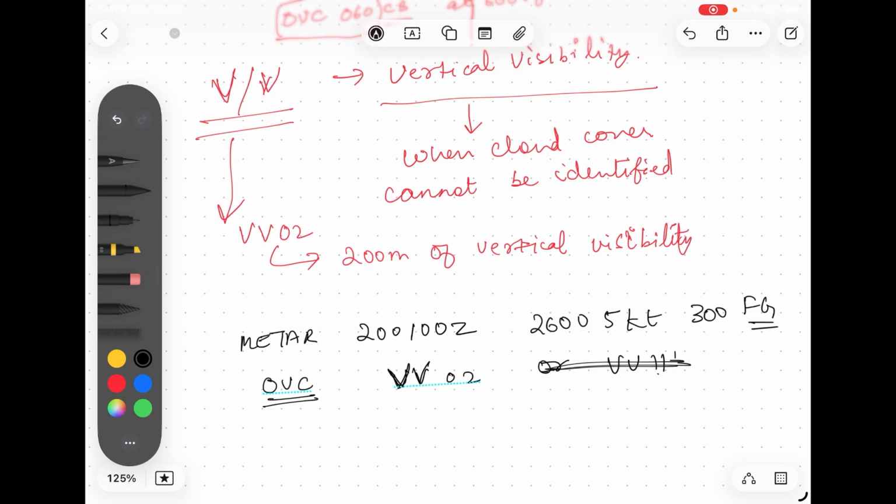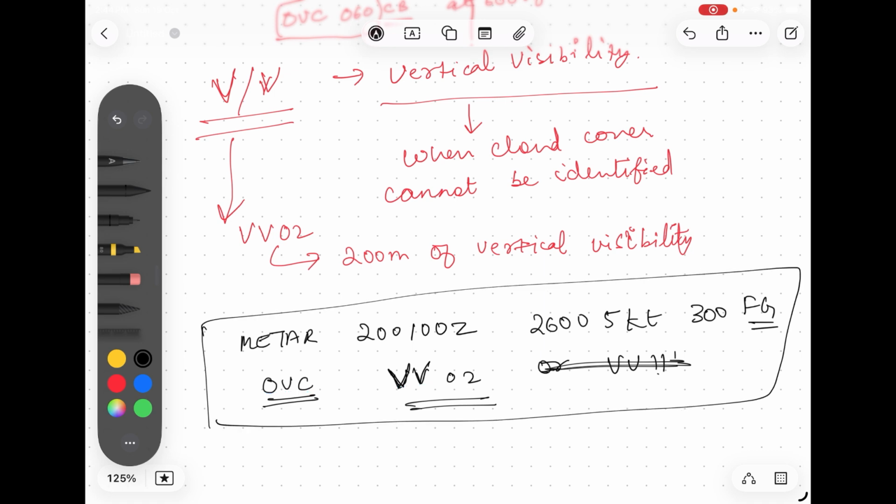So now you see that there is a mention of the cloud, that it is overcast. We cannot identify what the cloud cover is, so they have given you a vertical visibility of 200 meters. Okay, so this is your homework. Please decode this METAR. Alright, this is a very simple METAR, from what we have done till now.